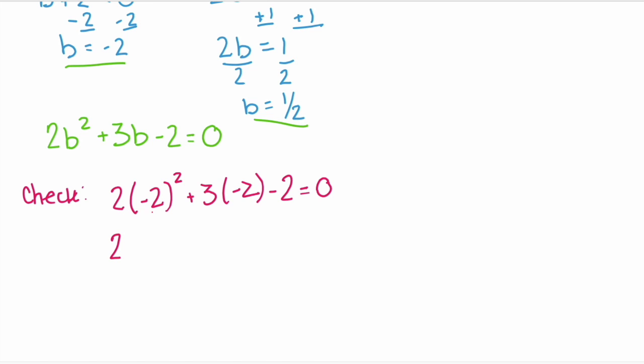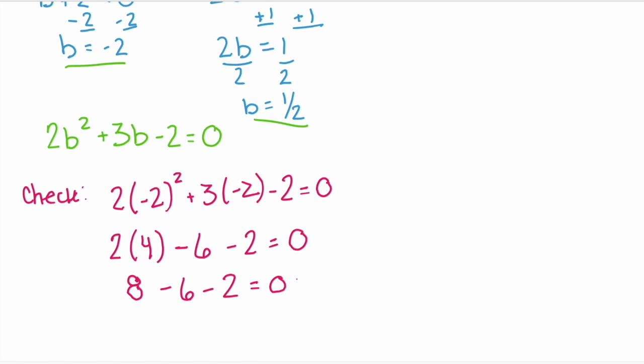So we have 2. Negative 2 squared is 4. 3 times negative 2 is negative 6. Minus 2 equals 0. So 2 times 4 is 8. So we have 8 minus 6 minus 2 equals 0. Well, 8 minus 6 is 2, and we subtract 2. So we get 0 equals 0. That checks. So we know that b equals negative 2 is a solution.